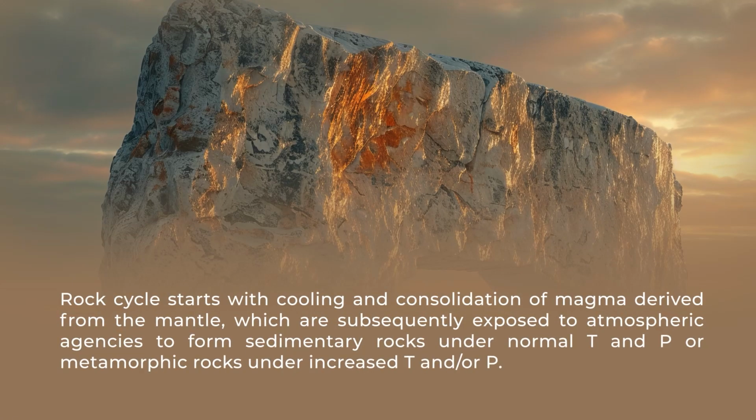Now, the rock cycle can start with the cooling and consolidation of magma derived from the mantle, which is subsequently exposed to new conditions, the atmospheric agencies, to form sedimentary rocks under normal temperature and pressure conditions, or metamorphic rocks under increased temperature and pressure conditions.